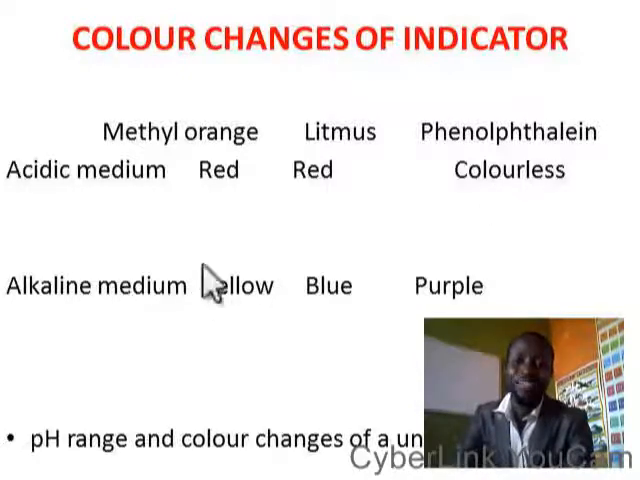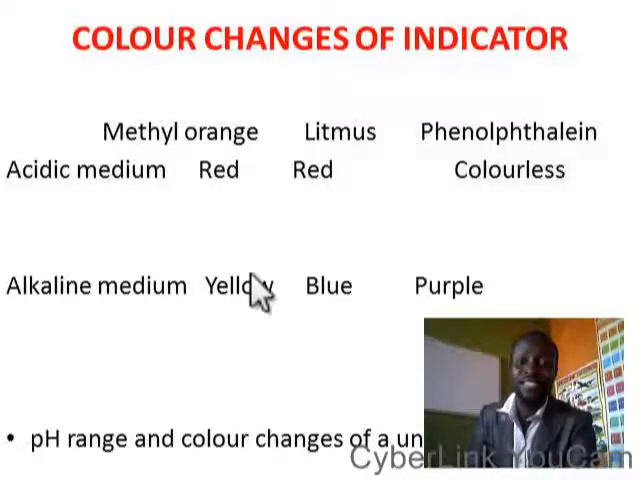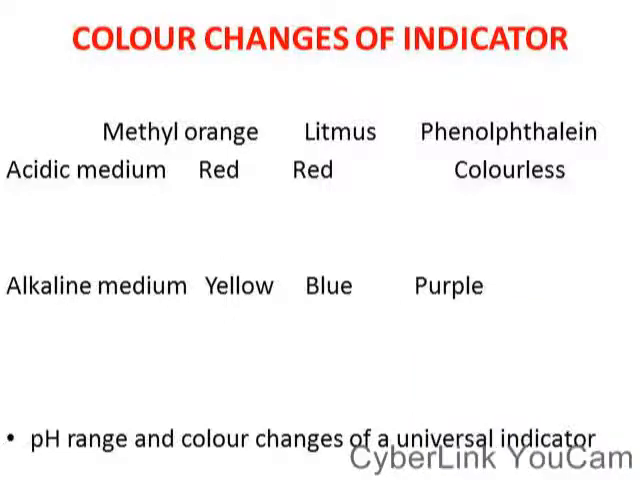Now, in a basic or alkaline medium, if you put methyl orange inside an alkali or a base, the methyl orange will turn yellow. If you put red litmus paper inside an alkali, it will turn blue. If you put phenolphthalein inside an alkali, it will turn purple. Now see what I'm talking about: the pH range and color change of a universal indicator.